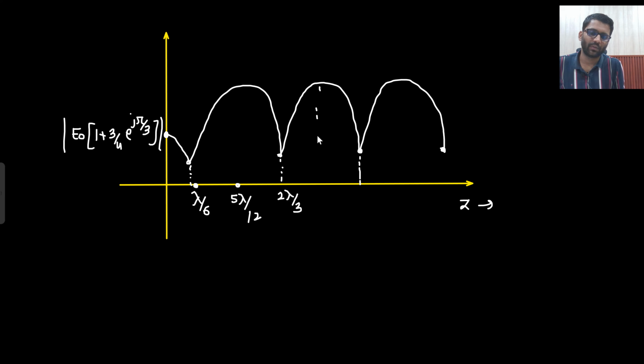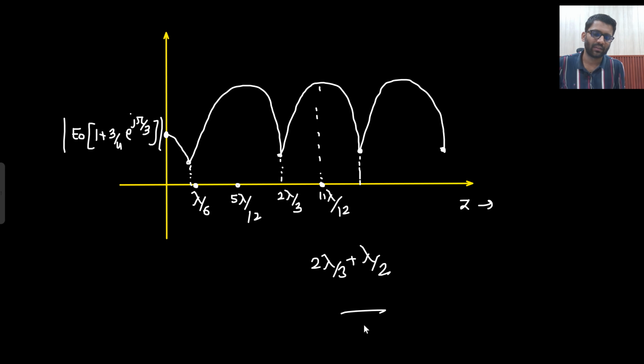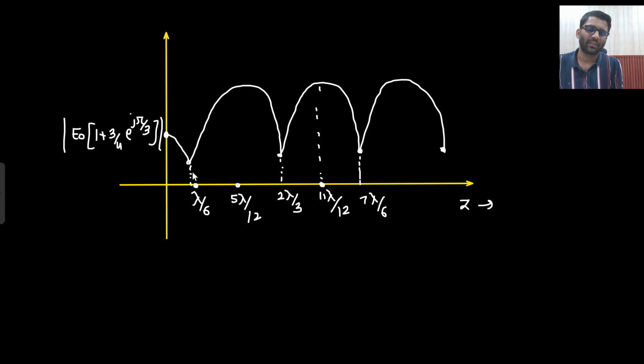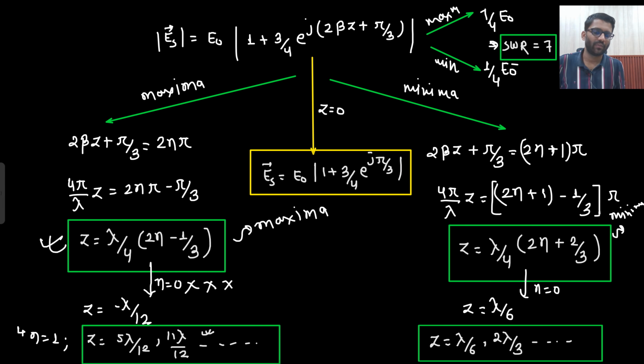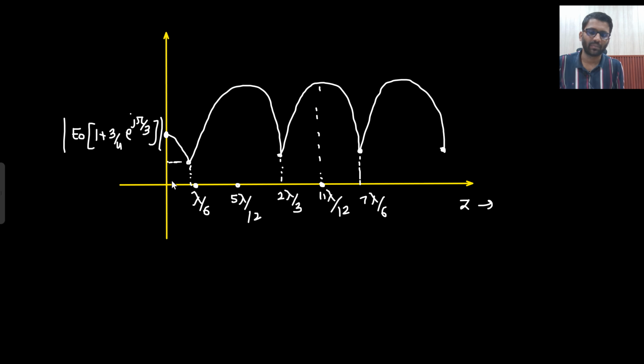This axis will be z, 5 lambda by 12, that will be 11 lambda by 12. So 2 lambda by 3, if I add lambda by 2, what do I get? 4 lambda plus 3 lambda over 6, that is 7 lambda by 6. So the next value will be at 7 lambda by 6. Okay. So what is the value of this? This is your minimum value, 1 by 4 e naught. So the value of this is 1 by 4 e naught.